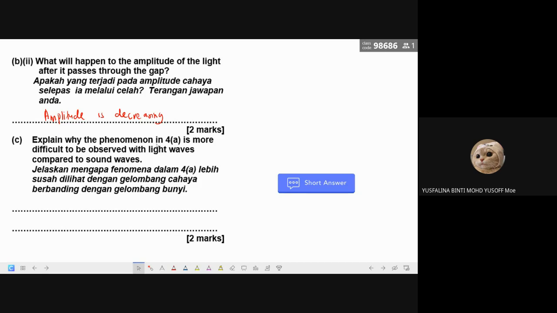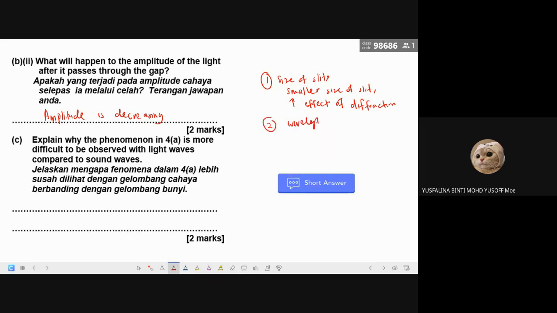Okay, so we already know there are two factors that affect the diffraction. The first one is the size of the slit. The smaller the size of the slit, the more it will increase the effect of the diffraction. So for example, for the water wave, the wave will become more circular like that. Okay, more circular. The second factor is the wavelength.